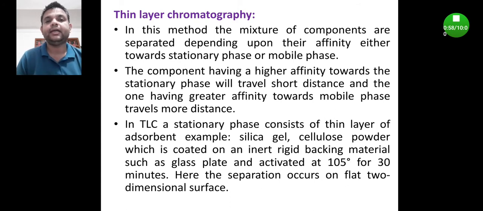In TLC, a stationary phase consists of a thin layer of adsorbent like silica gel, cellulose powder and others, which is coated on an inert rigid back material like glass plate, and this silica gel is activated at 105 degrees centigrade for 30 minutes. Here the separation occurs in a flat 2D surface.